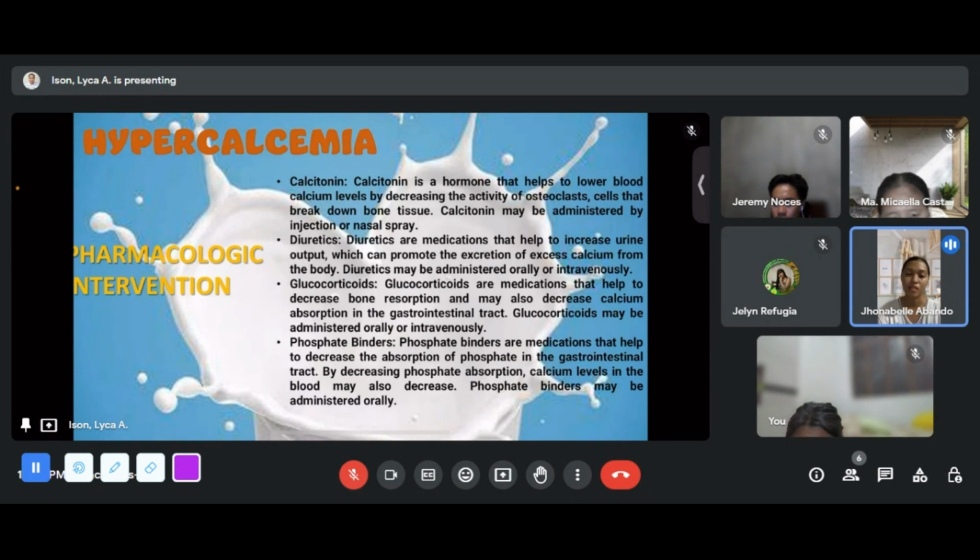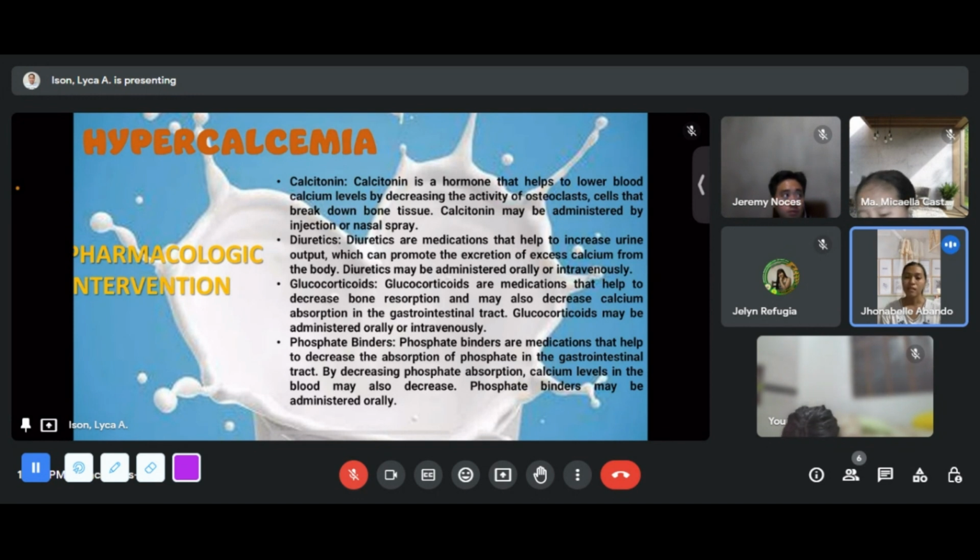Pharmacologic intervention. So, first is the calcitonin. So, calcitonin is a hormone na nagpapababa ng blood calcium level. So, this can lower blood calcium levels sa pamamagitan ng pagpigil ng bone resorption and promoting renal excretion of calcium. So, in this way, calcitonin can help to maintain the balance of calcium in the body of the baby.